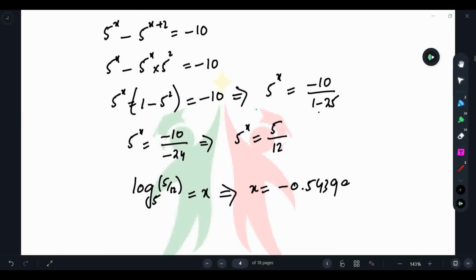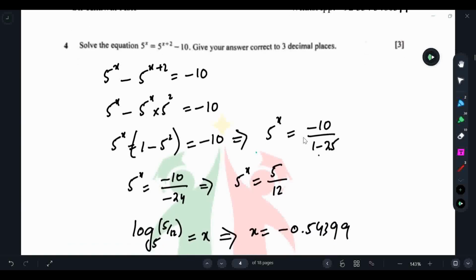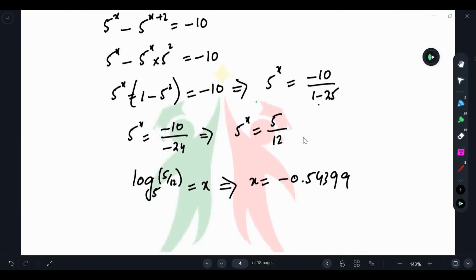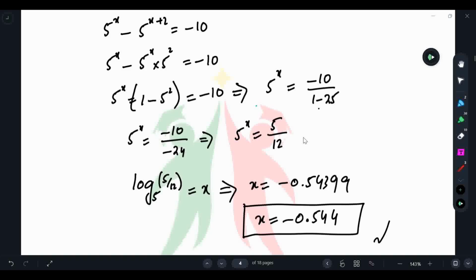0.5439395. Okay. Now in the question they say correct to 3 decimal places. So it means that our final answer will be x is equal to minus 0.544. This will be the final answer. I hope that the concept is clear. Let's move to the next question.